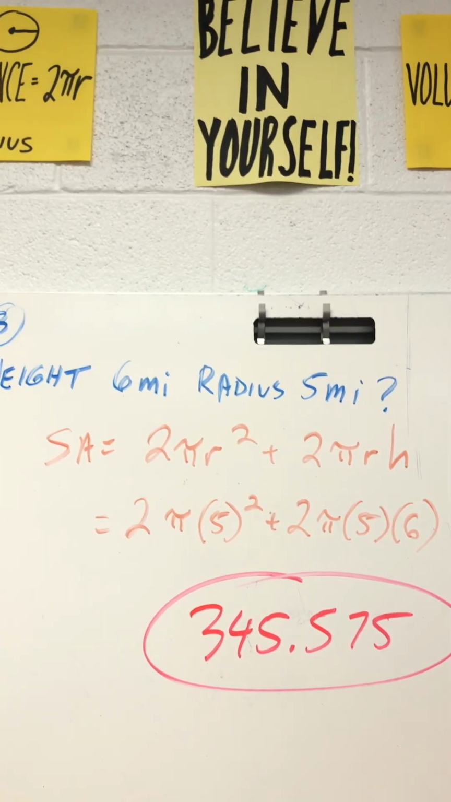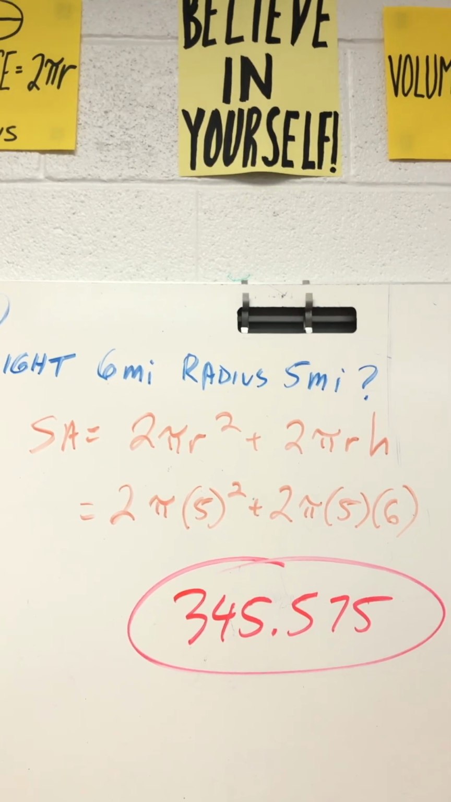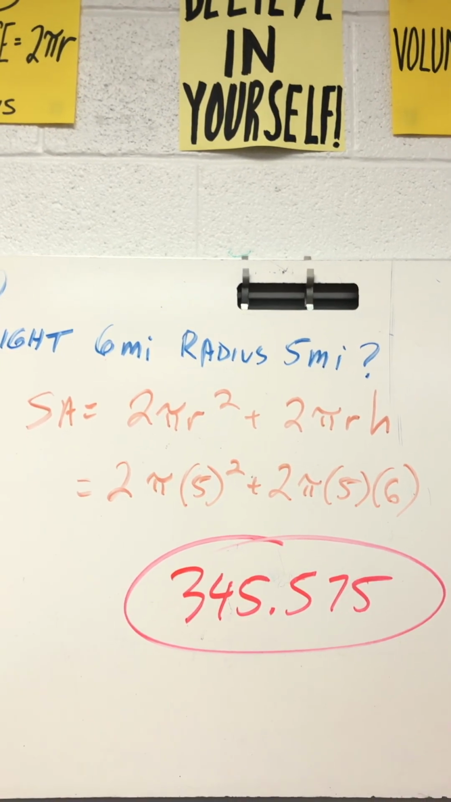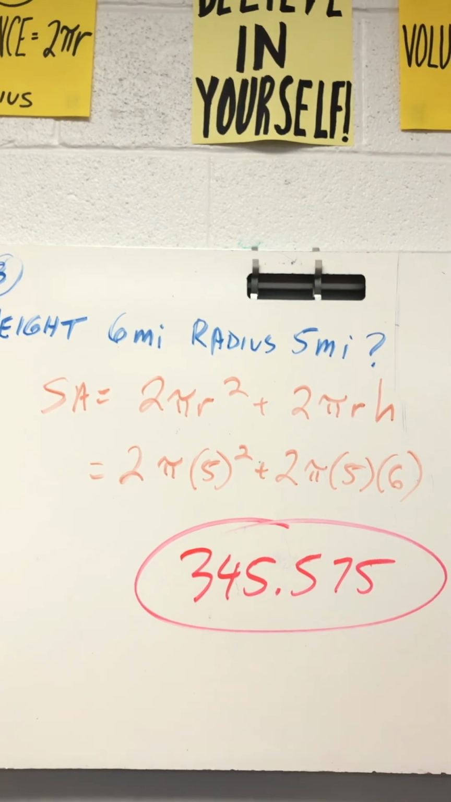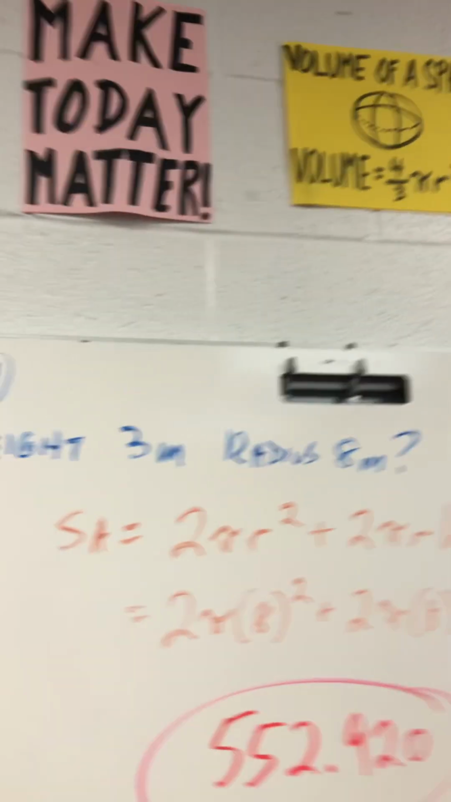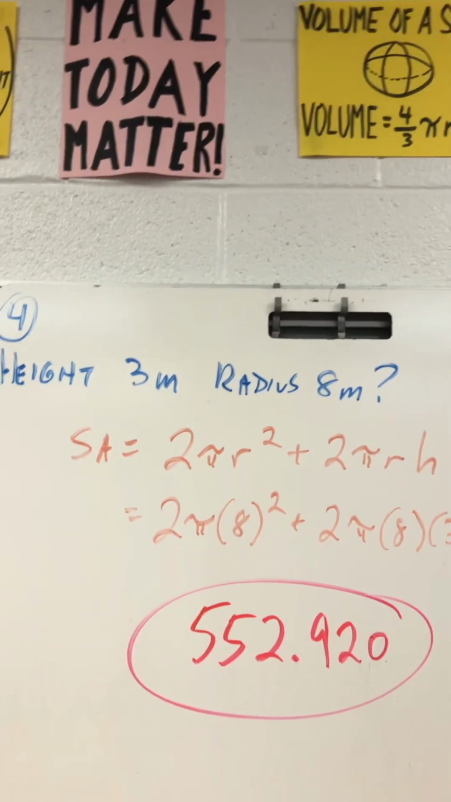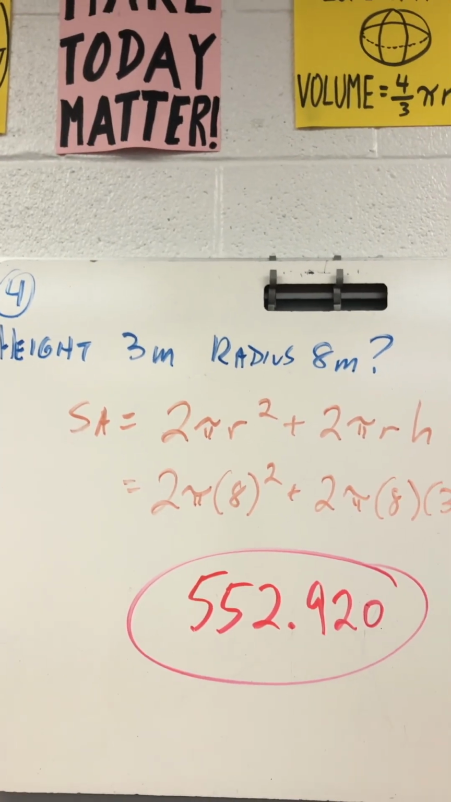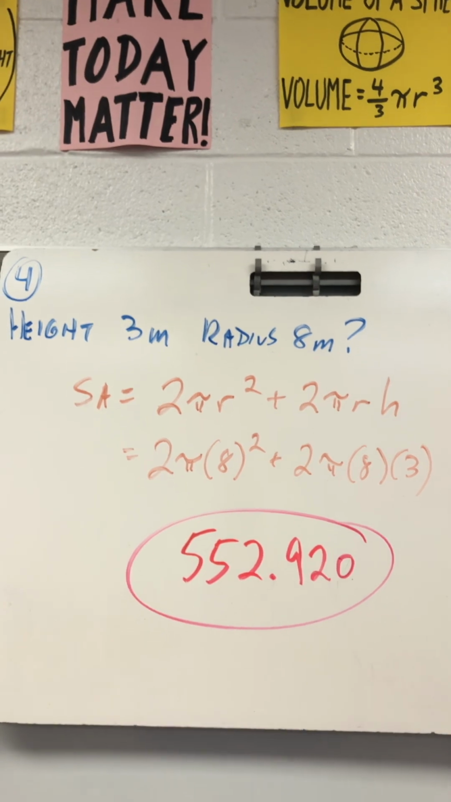Then you have 2 pi times 5 squared plus 2 pi times 5 times 6, or 345.575. A height of 3 and a radius of 8. Okay, 2 pi times 8 squared plus 2 pi times 8 times 3.